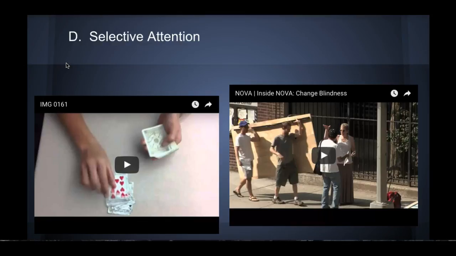There are two types of blindness that this causes. The first type is what we call inattentional blindness. Inattentional blindness is any time that you just don't notice something because it is outside of your selective attention. It's still there. It was always there. You just didn't notice it because you weren't paying attention to it.